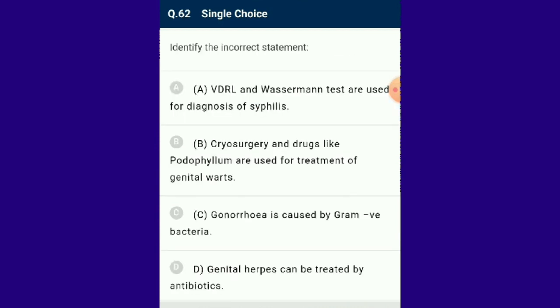Question number 62. Identify the incorrect statement. Genital herpes is caused due to infection of herpes simplex virus. Symptoms include vesicular lesions followed by clusters of painful erythematous ulcers over external genitalia and perianal regions. In females, the symptoms are more severe, which include fever, headache, pain, itching, vaginal and urethral discharge with tender inguinal lymphadenopathy. Infections can occur in the urethra and cervix. It is an incurable disease. So the answer for this question is option D. Genital herpes can be treated by antibiotics. That is an incorrect statement.